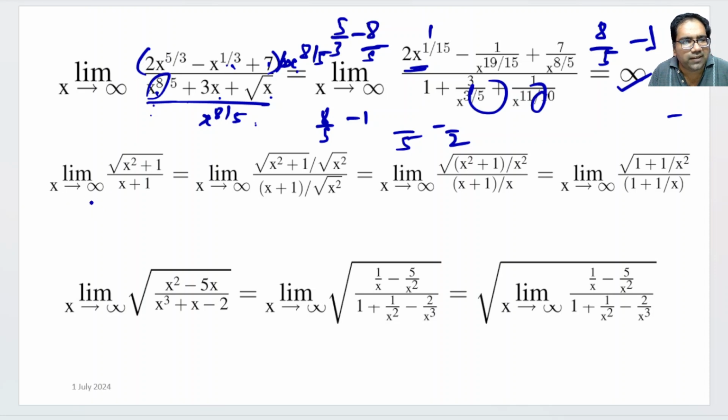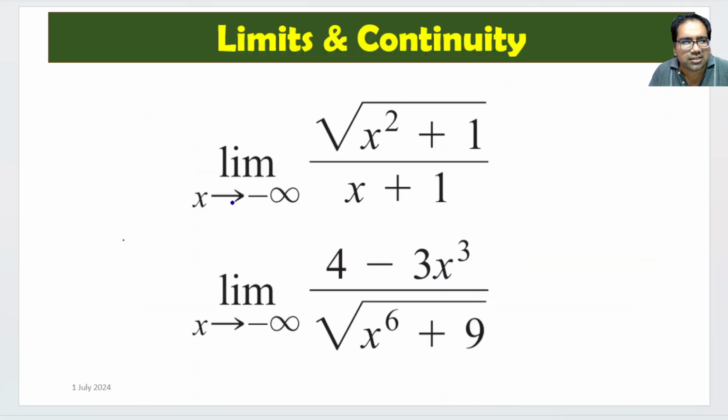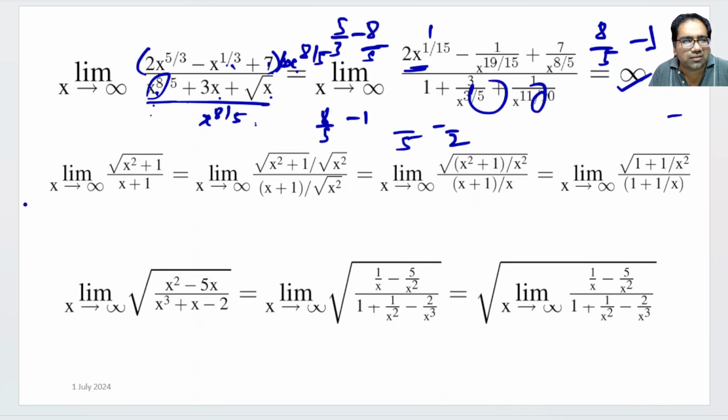Now, x tends to plus infinity again, under root x square plus 1 by x plus 1. Please notice the earlier case, x tends to minus infinity. That's why we had to take care of the square root part. Now here we don't need to worry much. We directly divide everything by x. Here we will get x plus 1 by x, and under root also x square plus 1 by x square. So here we don't need to worry about the negative part. So we'll get root of 1 plus 1 by x square over 1 plus 1 by x. Both of them will become 0 when x tends to infinity. So the answer is root 1 by 1, which is equal to 1.